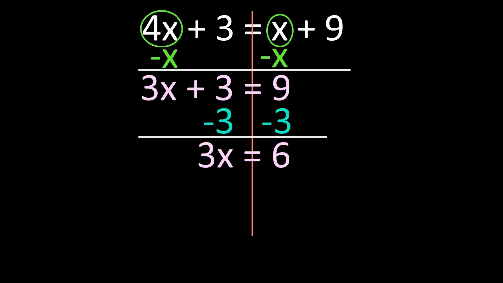Now on the left, I want to get x isolated by itself. I have 3 times x, and the inverse operation of multiplication is division. So I'm going to be dividing by 3. If I divide the left-hand side by 3, I have to divide the right-hand side by 3. 3 divided by 3 on the left is 1, leaving me with just x, and 6 divided by 3 on the right is 2. So my solution is x equals 2.